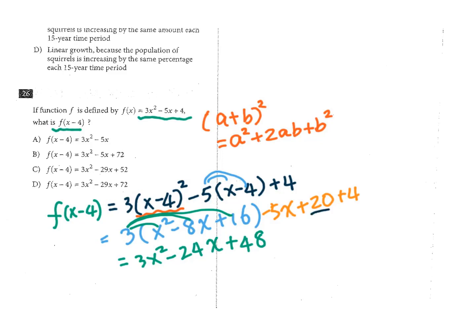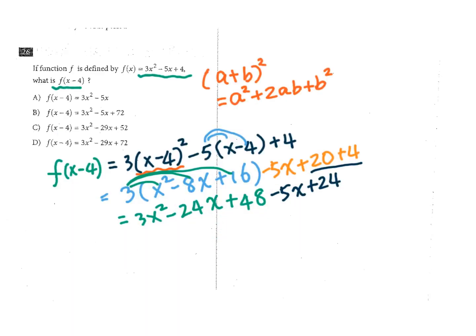Combine like terms for these two. You got the minus 5x plus 24. Then you combine like terms again. You got 3x squared, these two. That's minus 29x plus 72. Therefore, D will be the solution.